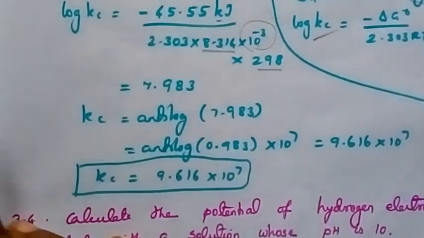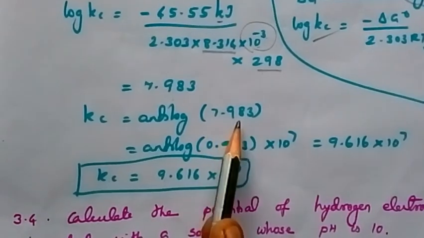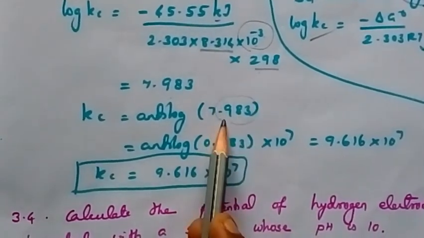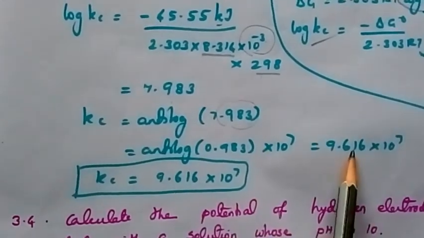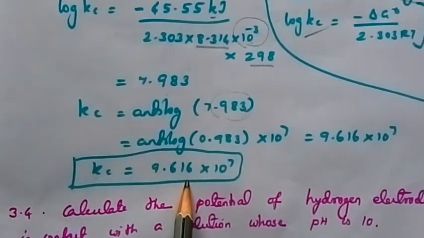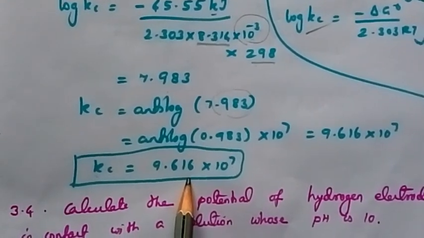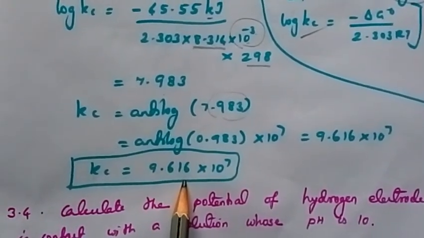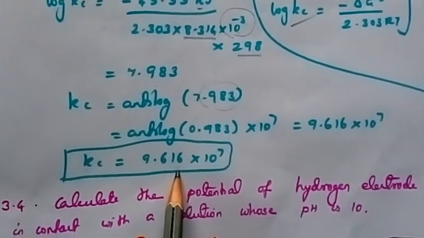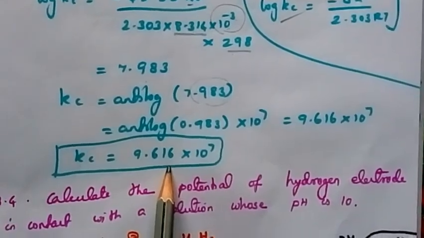7.983. So Kc is equal to anti-log of 7.983. So this one only we have to take the anti-log, no? So it becomes 9.616 into 10 power 7. The Kc value obtained here is this one. So this is the K value. So from this we can calculate. We calculated the equilibrium constant K.